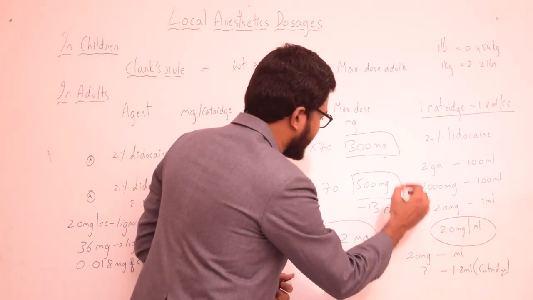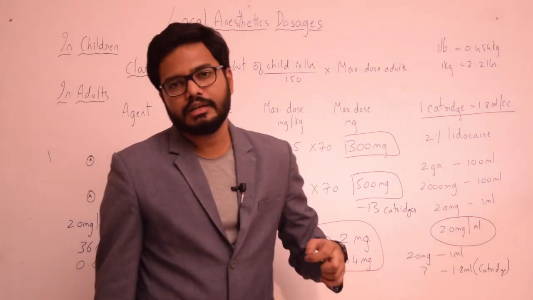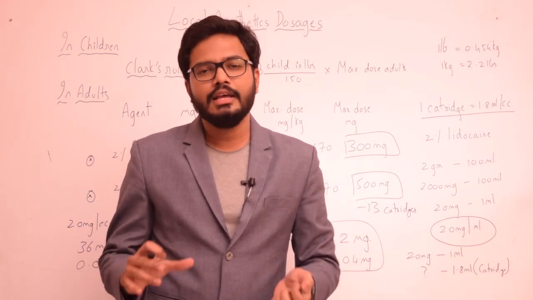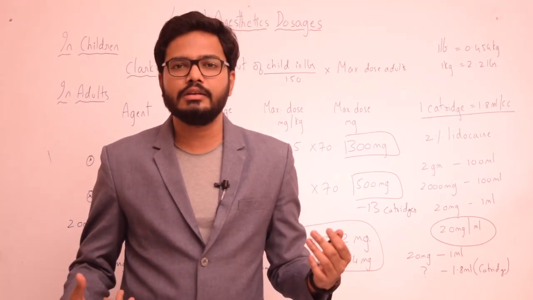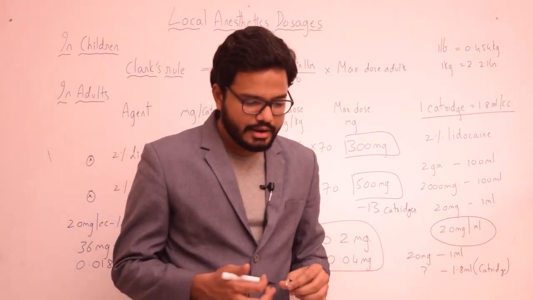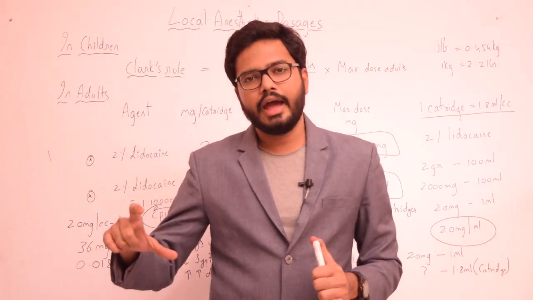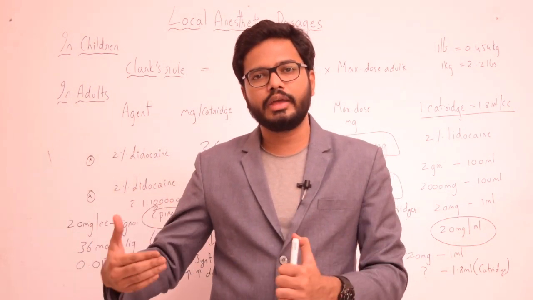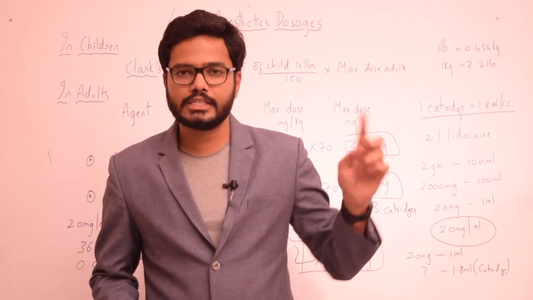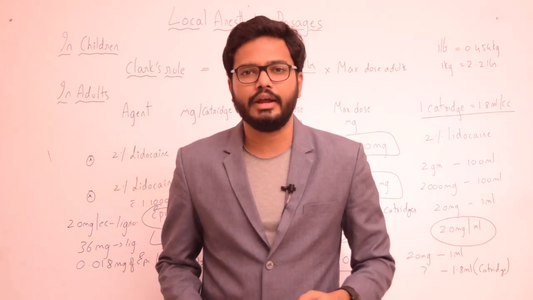As I said, each cartridge contains 36 milligrams of lignocaine. 500 will be approximately equal to 13 cartridges. So the maximum number of cartridges of LA that can be administered to a normal adult is 13 cartridges, right? Once you understand the calculation part, in the sense the composition of a cartridge, the concentration of lignocaine present in every ml, and the safest dose of lignocaine that can be given per kg body weight with and without epinephrine, then you can answer any question pertaining to this topic, right? Hope it's clear.